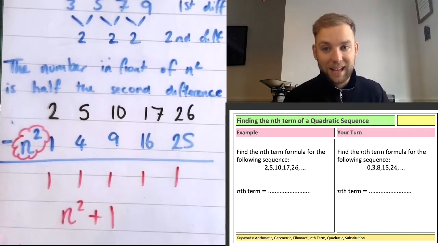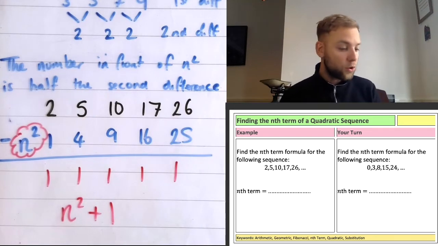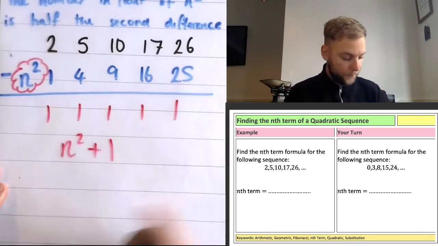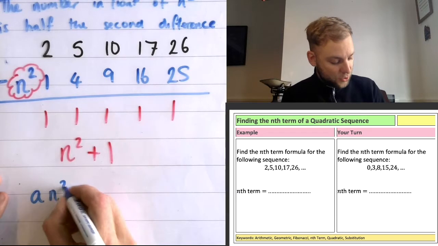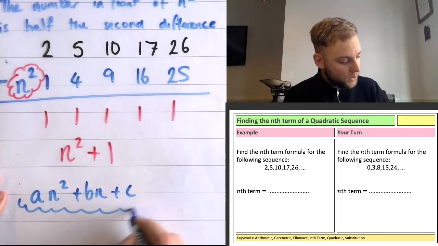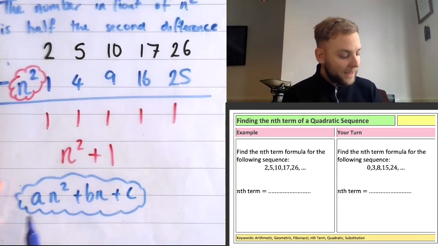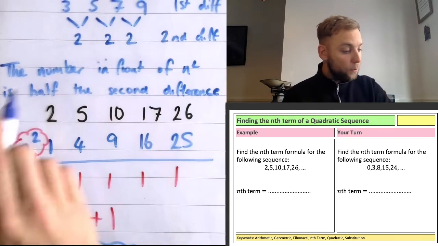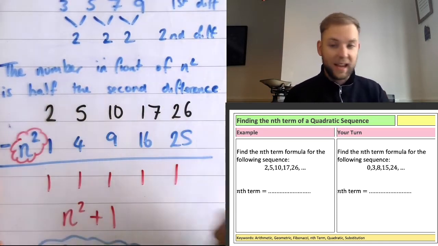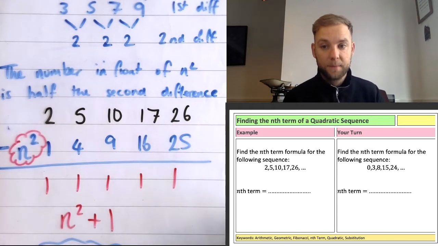When I'm finding the second difference, we know that a quadratic sequence comes in the form an squared plus bn plus c. This is what a quadratic sequence is in the form of. Now, to find out what this a is, the number in front of the n squared is half the second difference. So half of 2 is 1, so that's going to be 1n squared.